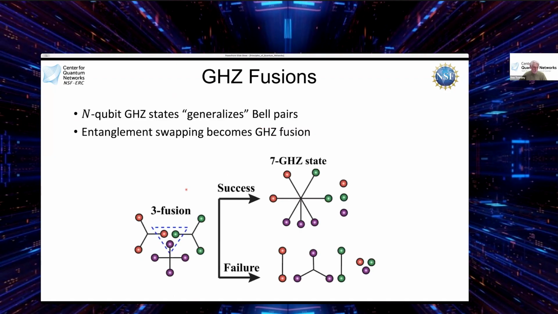So you might have, let's say, 3 GHZ states shown here, where one qubit from each of those is in one place, and then you can do a fusion operation on it that will generate a larger state, or if it fails, you'll just end up with a 1,3 GHZ state and a bunch of Bell pairs.